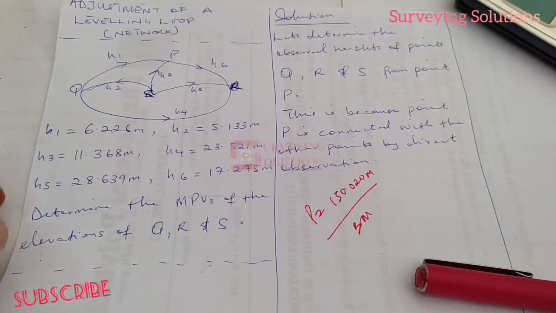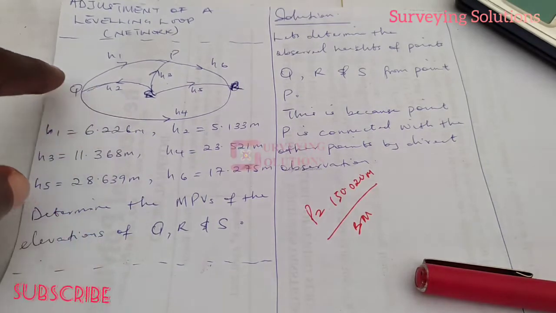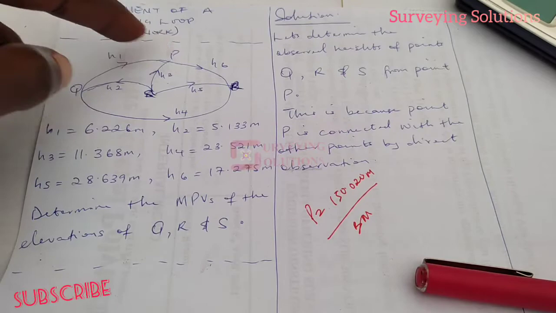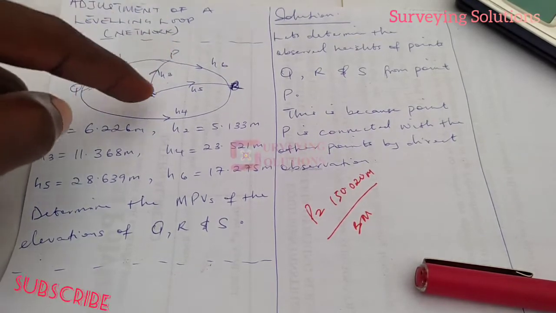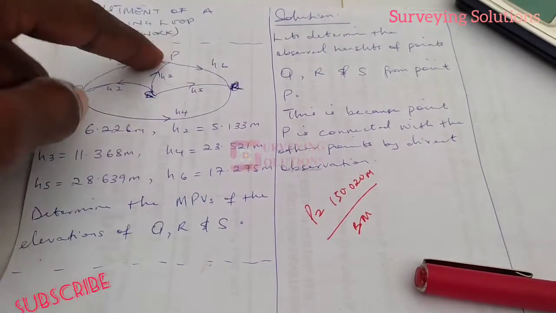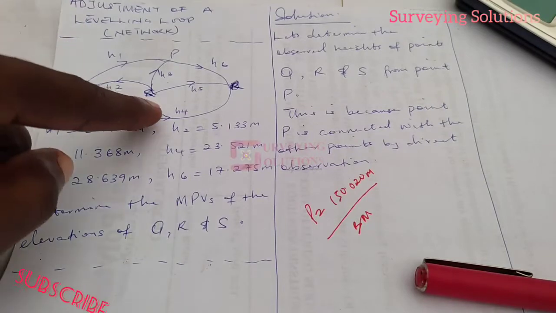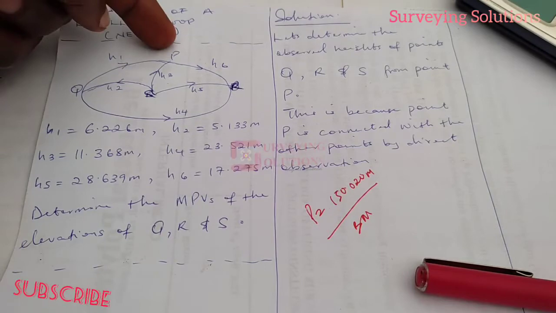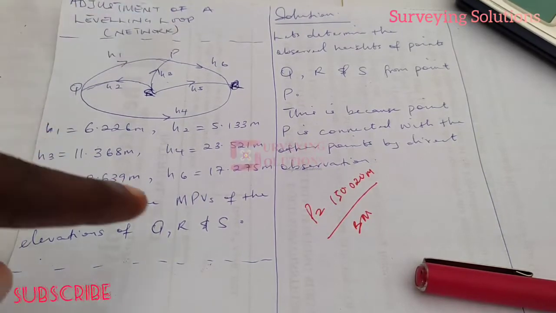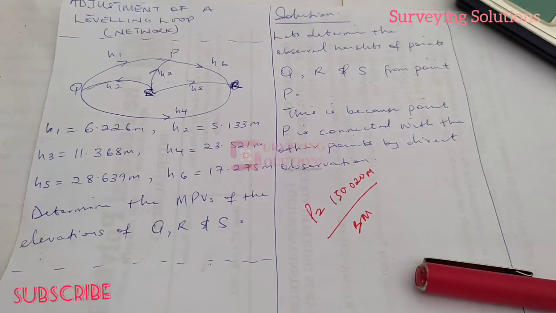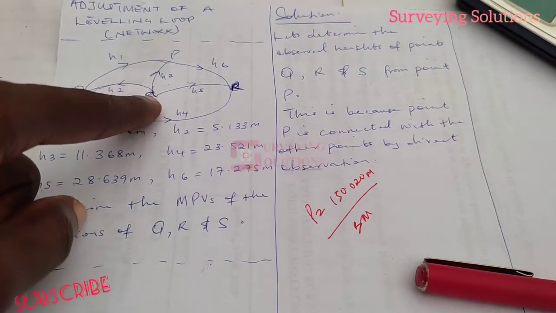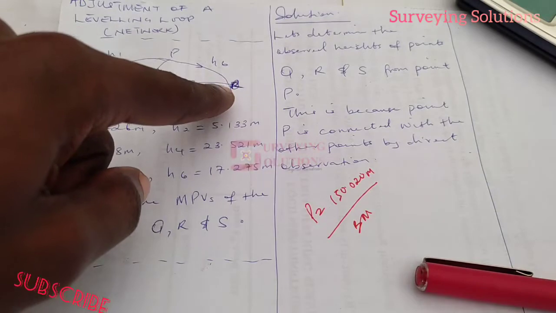The reason is because if you look at the network, you can see that Q, R and S are all connected to point P at one point or the other. This is Q to P, this is S to P, and this is R to P, which means you don't really need to go this way. All you need is that since we know the elevation of P, which we've written as 150.020, we can connect it with Q, with R and with S.